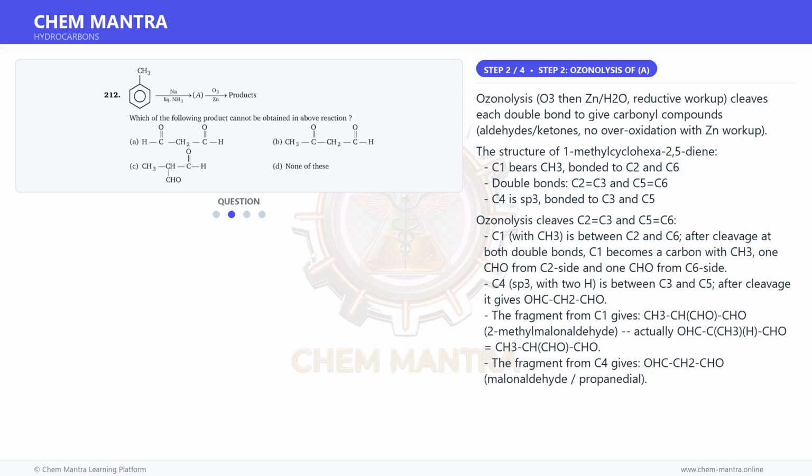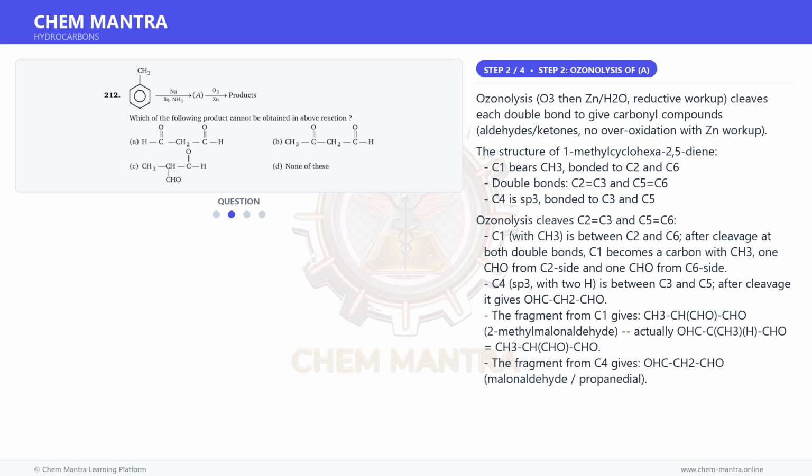Ozonolysis, O3 then Zn/H2O, reductive workup, cleaves each double bond to give carbonyl compounds, aldehydes, ketones, no overoxidation with Zn workup. The structure of 1-methylcyclohexa-2,5-diene. C1 bears CH3, bonded to C2 and C6. Double bonds, C2=C3 and C5=C6. C4 is sp3, bonded to C3 and C5.